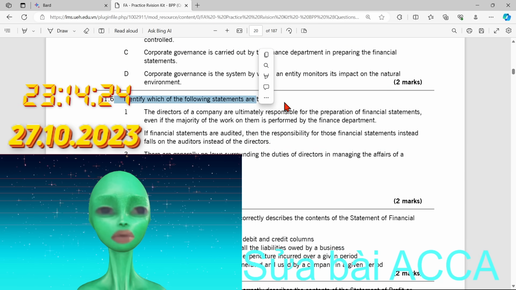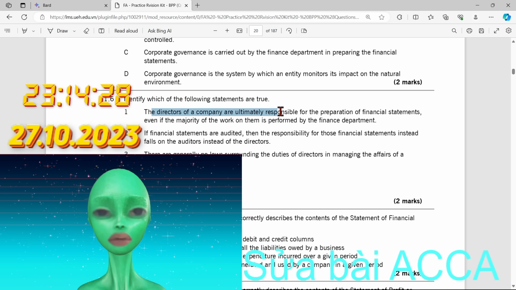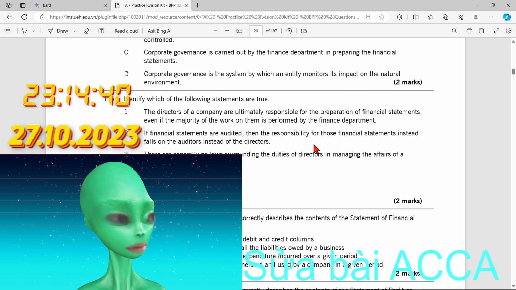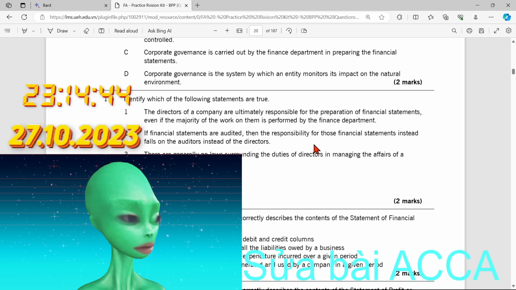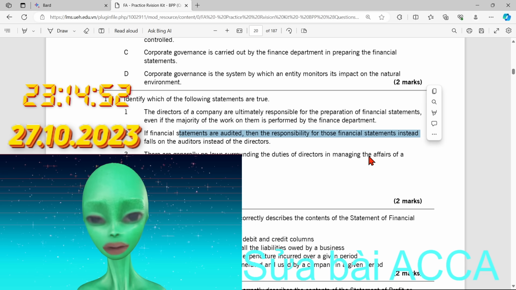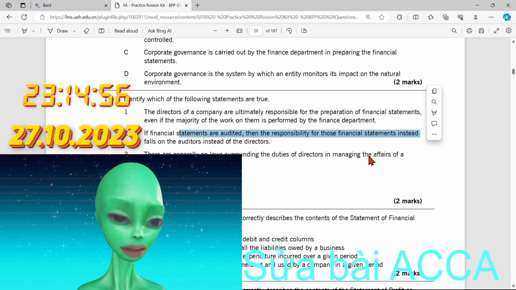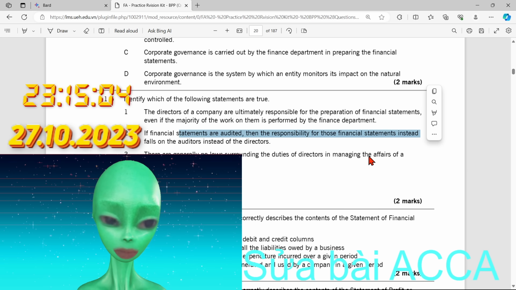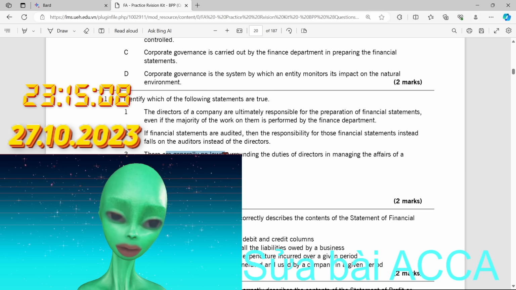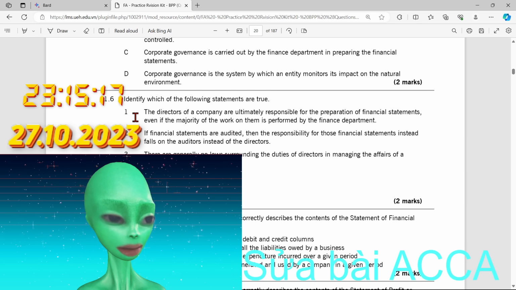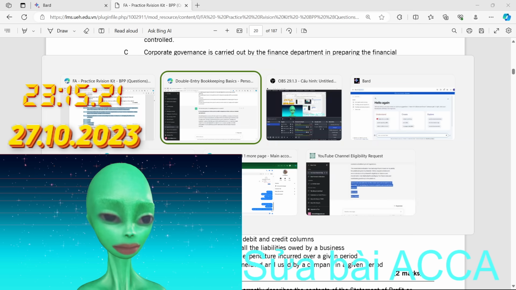Identify which of the following statements are true. The directors of the company are ultimately responsible for the preparation of financial statements, even if the majority of the work on them is performed by the finance department. If financial statements are audited, then the responsibility for those financial statements instead falls on the auditors instead of the directors. There are generally no laws surrounding the duties of directors in managing the affairs of the company. I think only the first statement is true. I will double check.